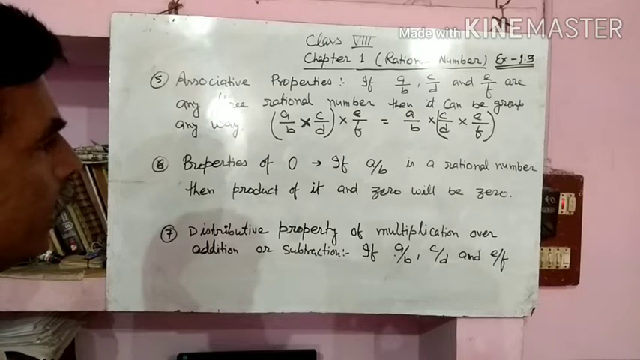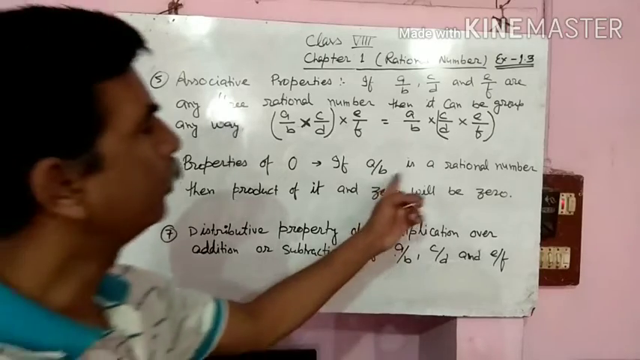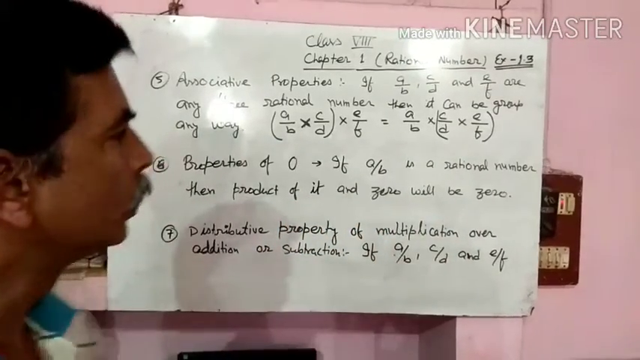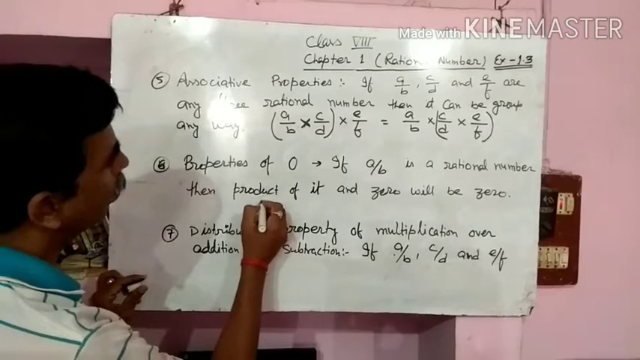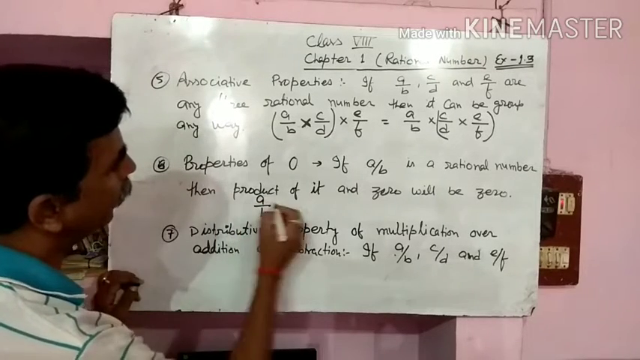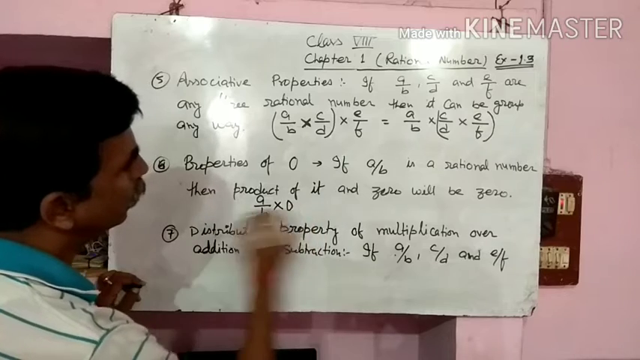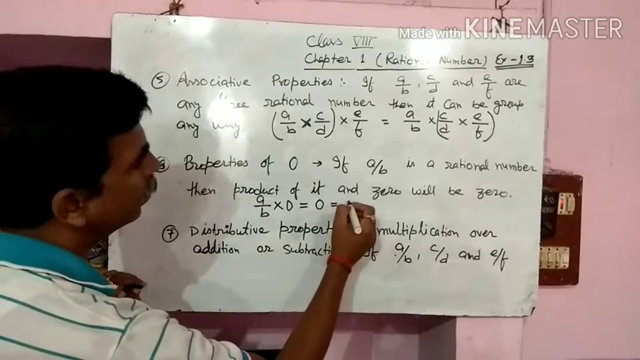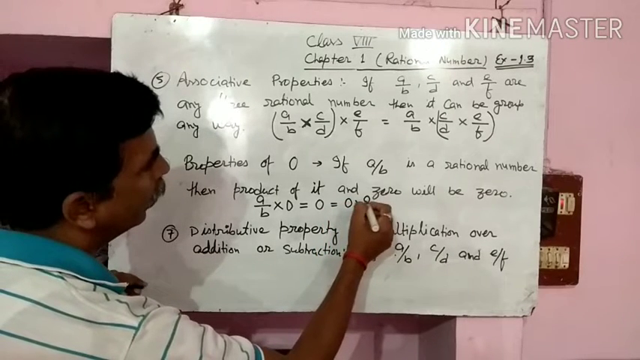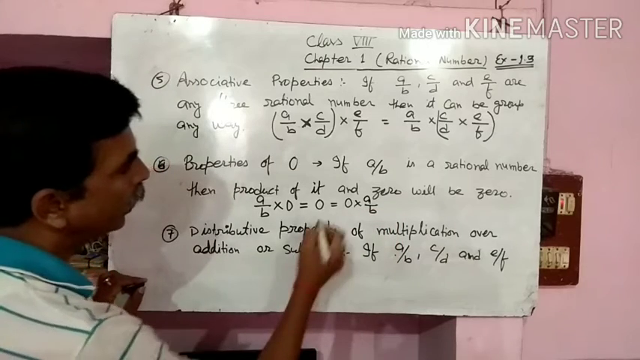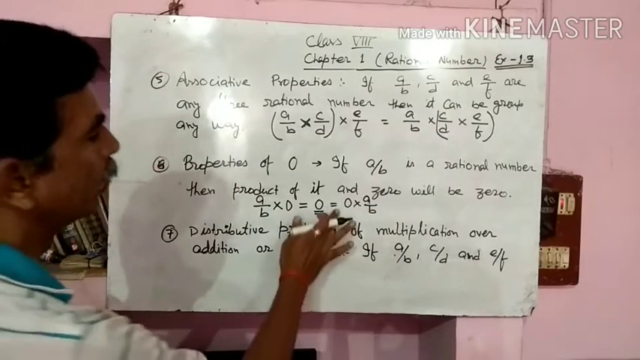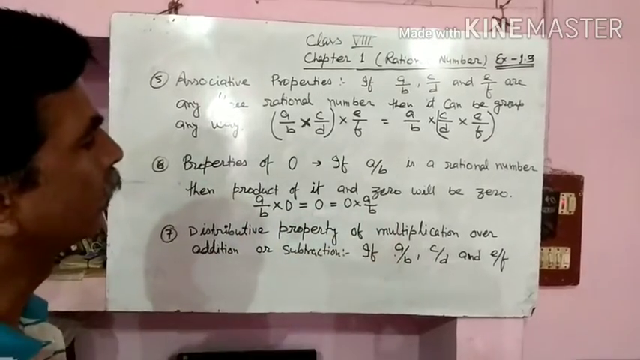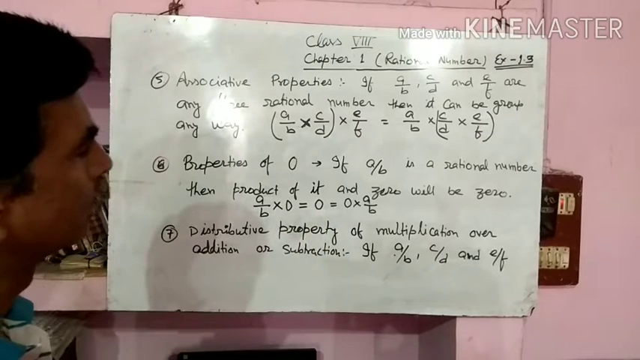The next one is, if A by B is a rational number, then the product of it and 0 will be 0. It's saying that suppose a rational number A by B is multiplied with 0, the result will be 0. Or you can say 0 into A by B. Finally what will we get? 0 as a result. Means a rational number multiplied by 0, or 0 multiplied with any rational number, the result will be 0.